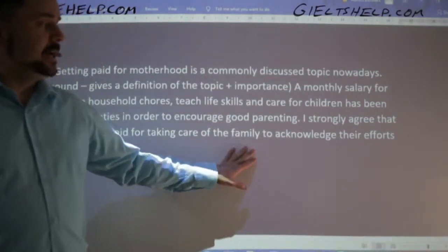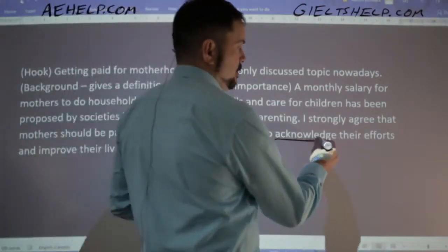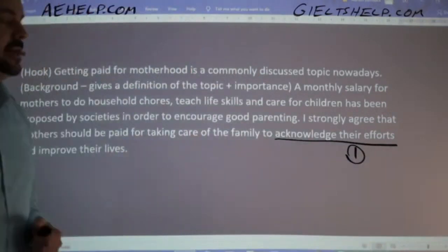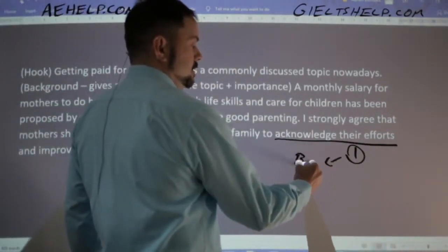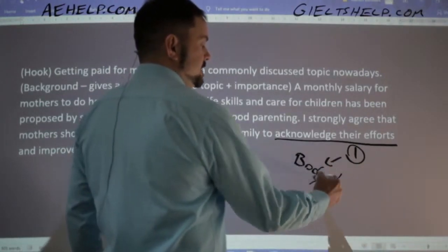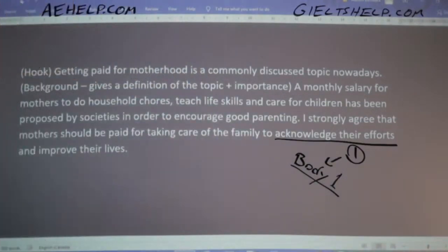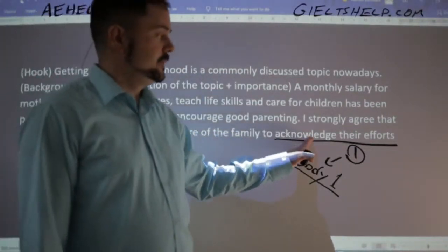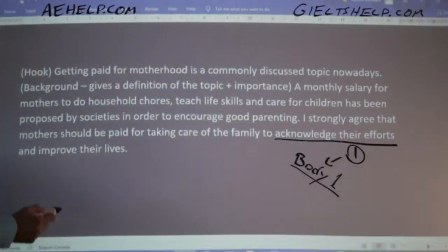And then I have my two thesis points. So my first point is acknowledge their efforts. That's my point number one. This tells my reader that my body paragraph 1 will discuss this point and explain it and give examples in greater detail. So again, notice the parallel grammar: verb, possessive pronoun, noun. And then here I have the same.